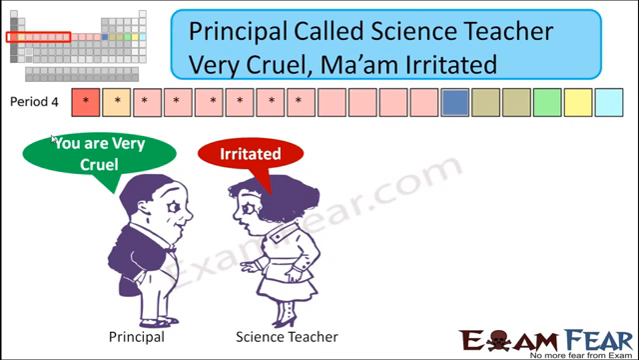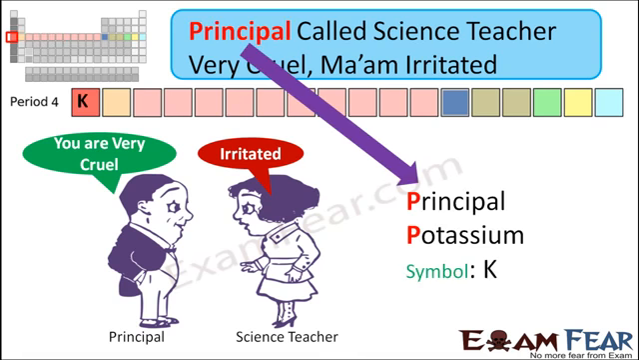We see on the screen that there is a principal who is telling something to the science teacher and the teacher is getting really irritated. Now here, if you look at period 4, there are a huge number of elements in period 4 and that is why we have divided it into 2 sections. So right now we will only discuss the first section. So looking at the picture, you see that the memory tip for period 4 would be principal called science teacher very cruel, ma'am irritated.